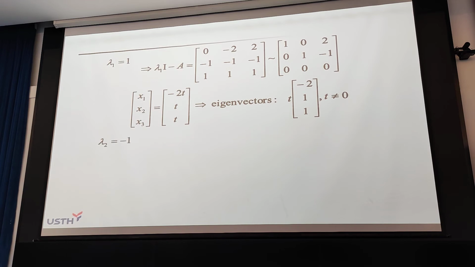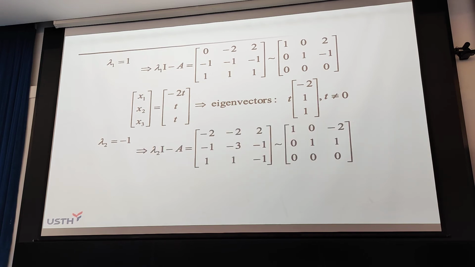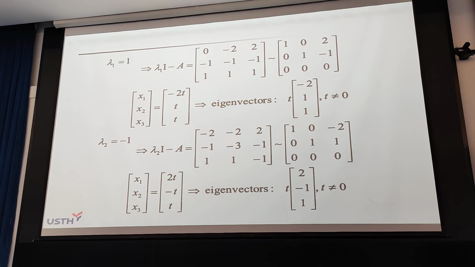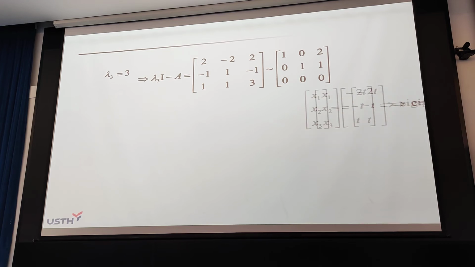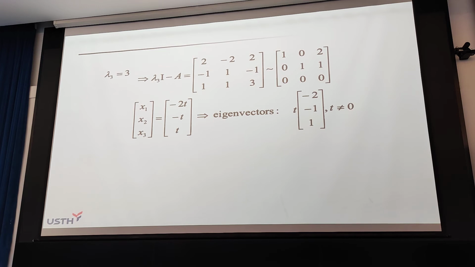For the second one, lambda 2 now is minus 1, and our matrix will be that one, and the solution will be here. And please don't forget the assumption that t is non-zero for the eigenvectors. And the last one is here. Lambda 3 equals 3. So that is the third eigenvalue of A. Then you get the coefficient matrix for the homogeneous system to be that one. And again, the solution is here, and again, we need p to be non-zero.